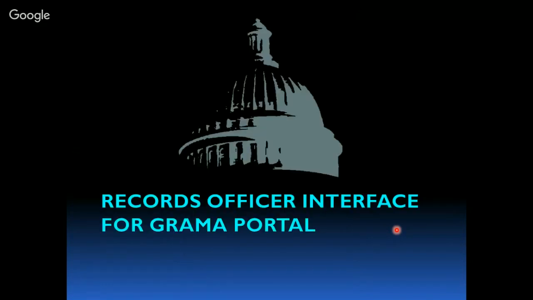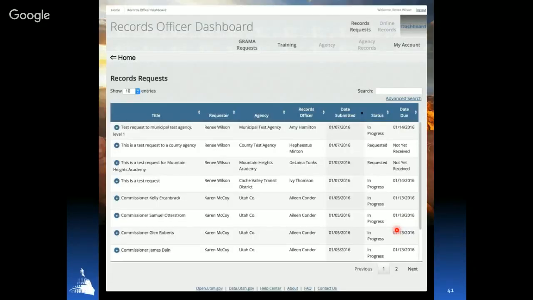Let me show you where you will be working and spending most of your time. And that is here in the Records Officer dashboard. So this is where you see all your requests. You log in and you can click on dashboard and it will take you here. I see all of the requests that come in, so you can see I see all of those, but you will just see the requests for your agency.